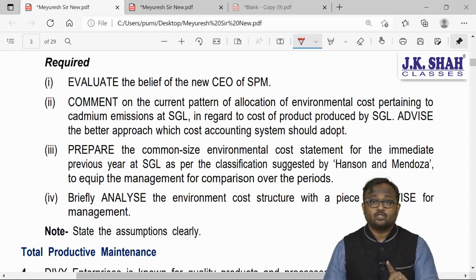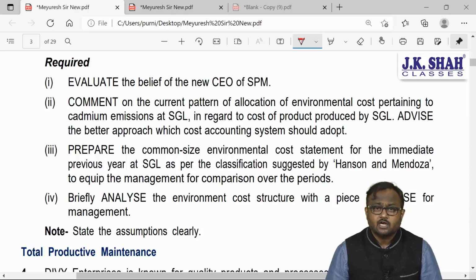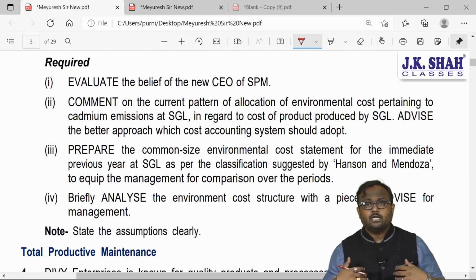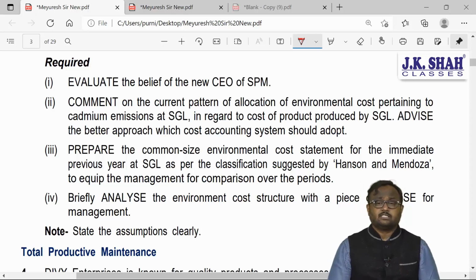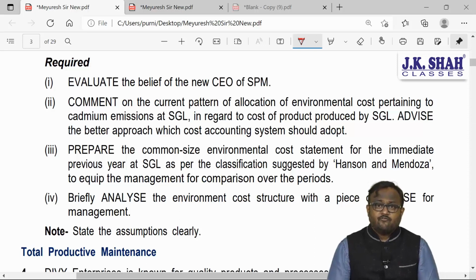So ideally the cost must be borne by the glass manufacturing unit, but the cost is spread over the entire organization. Agar aisa hua, to there will be under costing of SGL, glass department, and it will be put as a burden, additional burden, unwanted burden, unrealistic burden on other segments of the same organization. Ye galat ho raha hai. If it is due to SGL, it must be borne by SGL.